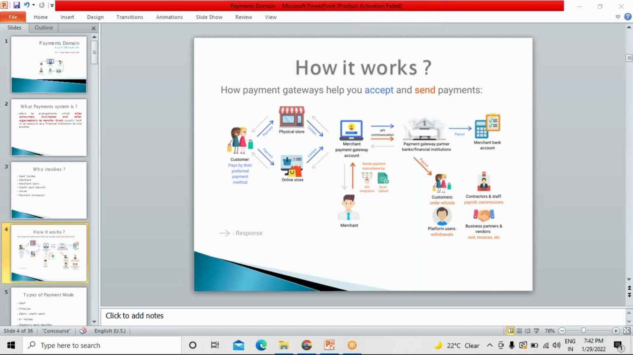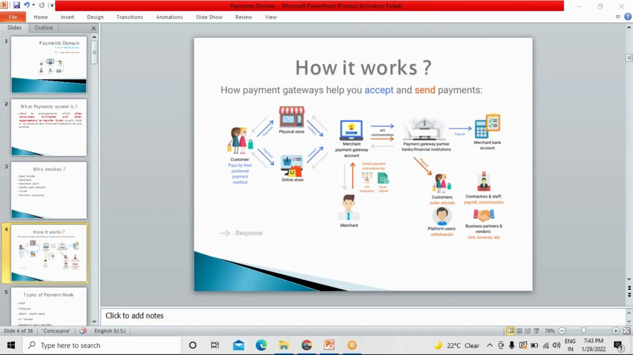For what reason is he connecting to this merchant terminal? Because he wants to do some transactions, right? So normally this merchant terminal will be connecting to the acquiring bank, whatever the acquiring bank we have, in reference to the merchant acquiring bank.